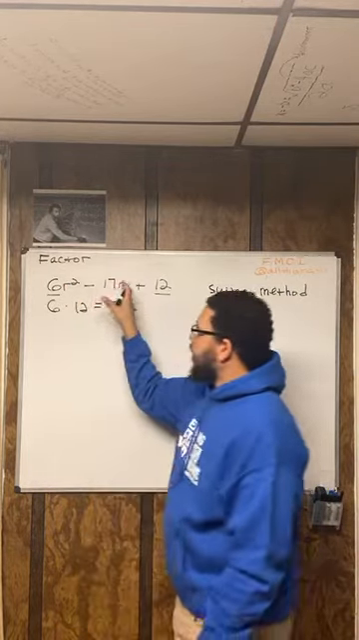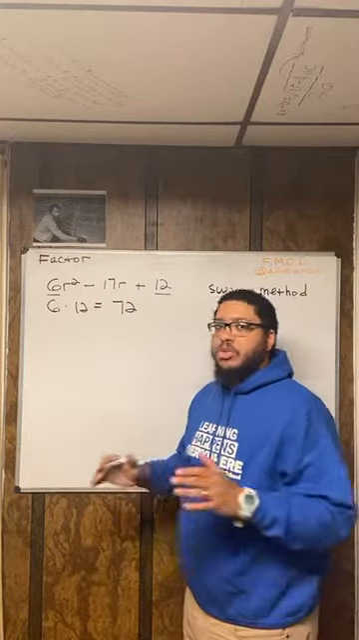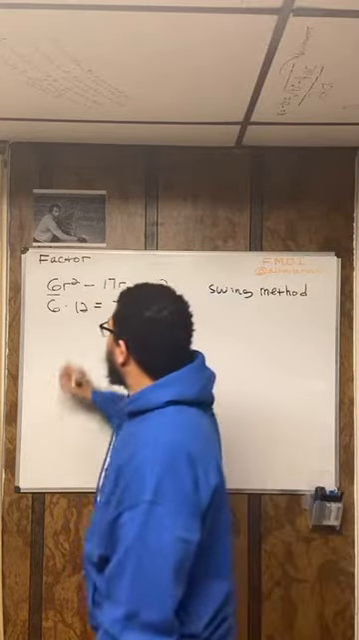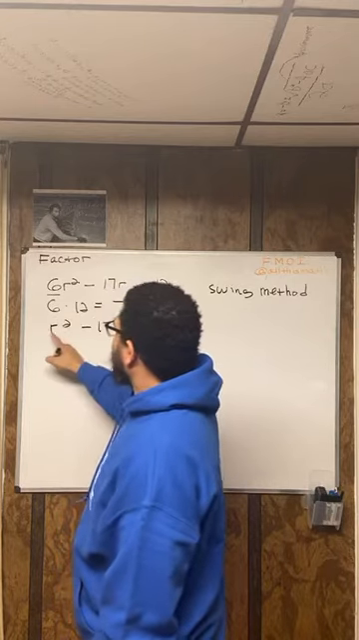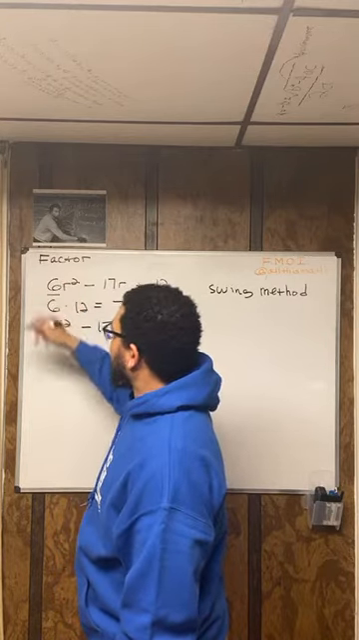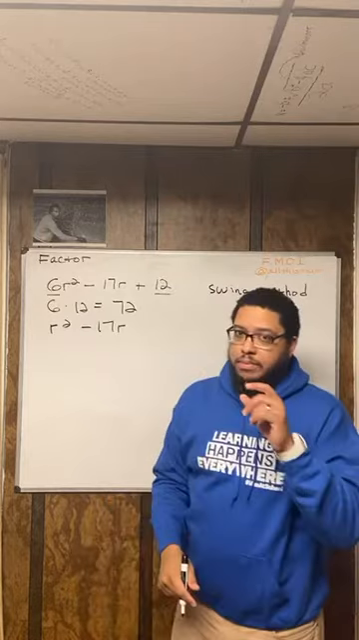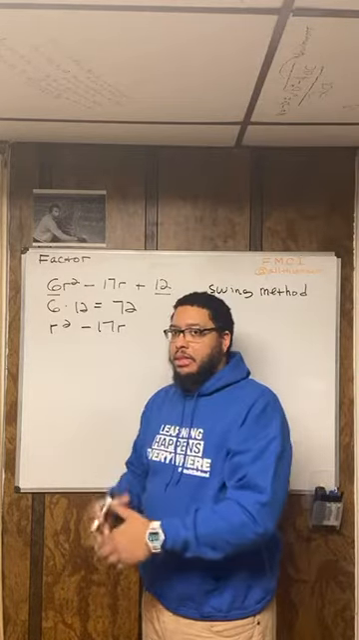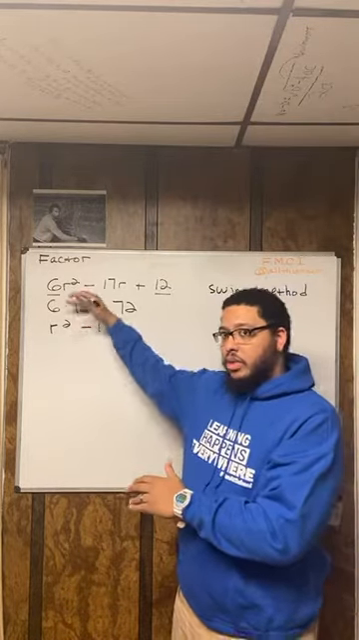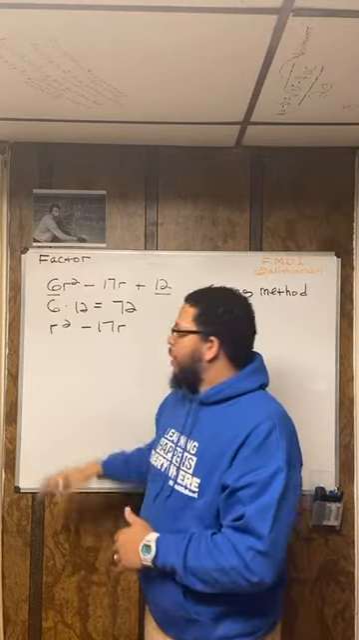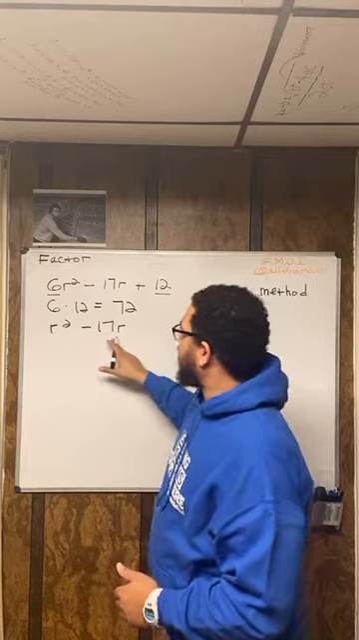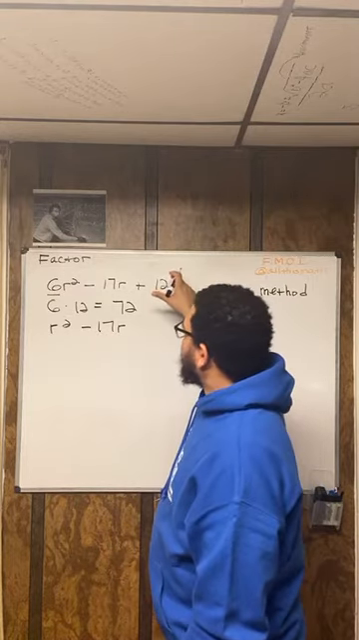Now, notice I didn't say anything about the middle term, because the middle term is still going to be there, right? So I got r squared minus 17r, because look what I did. I dropped the 6. Now, it's not gone forever, right? It's going to come back into the mix later on in this problem. But for now, I'm dropping it. So I got r squared minus 17r, and then I'm going to replace the 12.